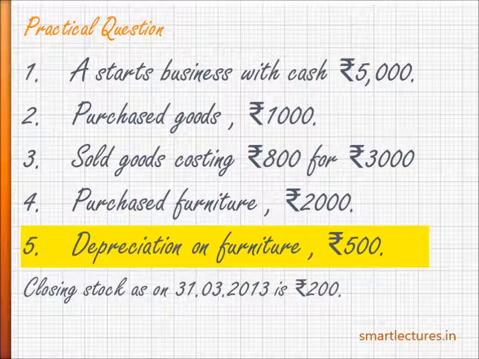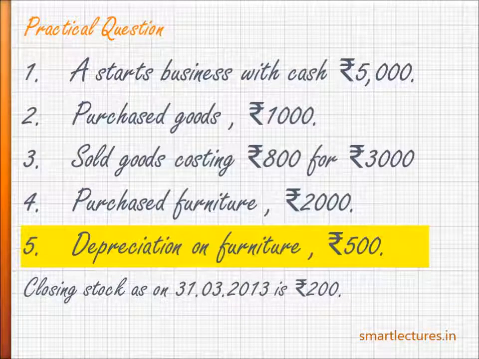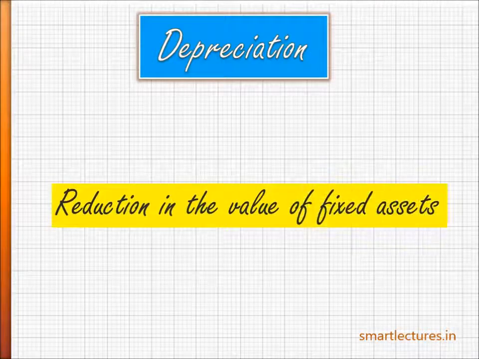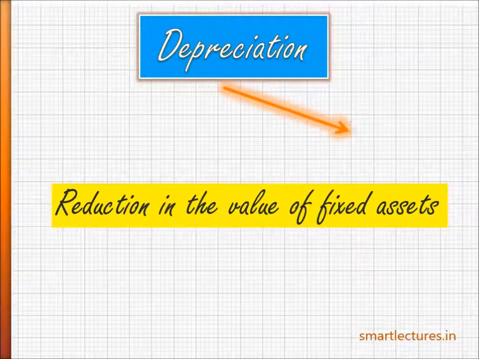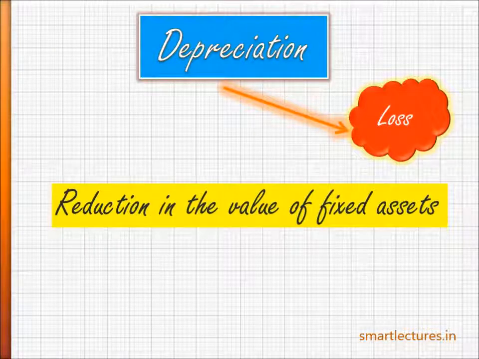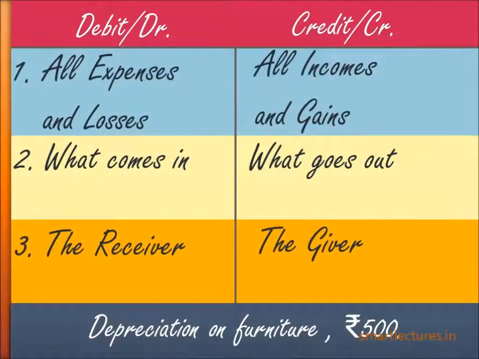Now depreciation on furniture rupees 500. You know, depreciation means reduction in the value of fixed assets. It's a loss for the firm because our value of furniture has come down. So let's make the journal entry. On the debit side, debit all expenses and losses. Is it an expense or loss? Yes. And the name of this expense is depreciation. So you write down on the debit side, depreciation.